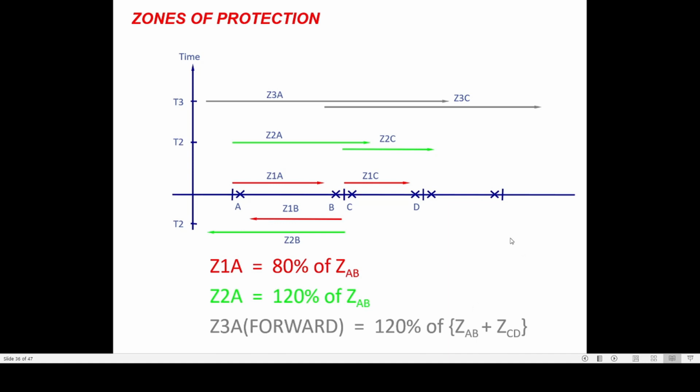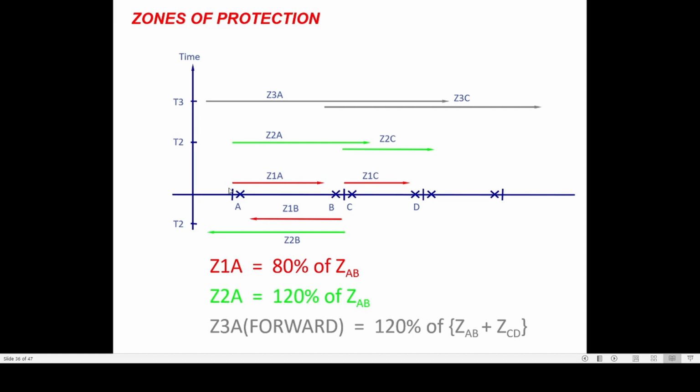Now this is in greater detail. We have three sets of lines: transmission line AB, CD, and then EF. Now if you see at substation A, zone 1A, or zone 1 of relay A, will cover 80% of the transmission line AB impedance. That means Z1A will be 80% of the line impedance ZAB. What will be zone 2? Zone 2 is basically 120% of the total transmission line impedance ZAB. Thirdly, what is zone 3A?